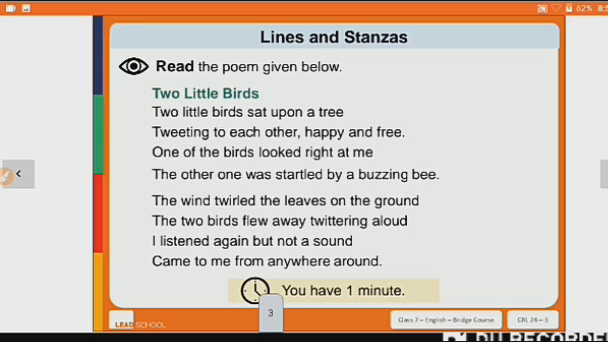Two Little Birds, the title. Two little birds sat upon a tree, tweeting to each other, happy and free. One of the birds looked right at me. The other one was startled by a buzzing bee. The wind twittered the leaves on the ground. The two birds flew away, twittering aloud. I listened again, but not a sound came to me from anywhere around.